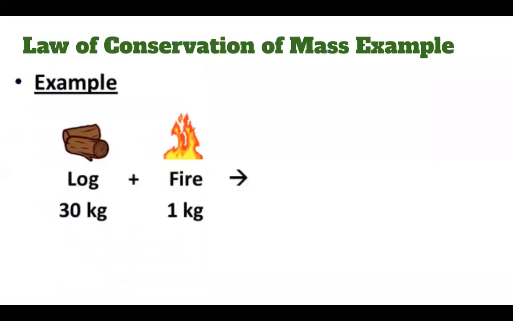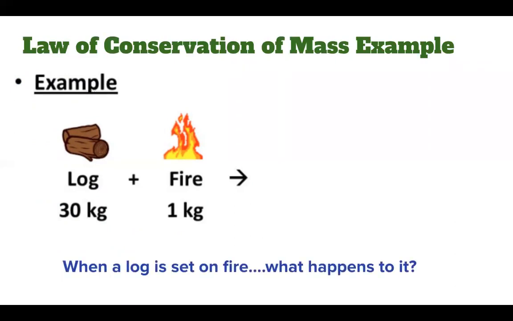Let's look at an example. So one example is if you take a log and you set it on fire. Say you've got 30 kilograms of logs and 1 kilogram of fire. Fire is kind of like plasma, but it's got some particles in it. Technically, if you can see it, there's got to be some fuel that's burning. There's a lot of things to unpack there, but not the main focus. Basically, we start with 30 kilograms of log, 1 kilogram of fire. The law of conservation of mass tells us that no matter what happens, I have to have that same number of particles, that same mass, after this reaction.